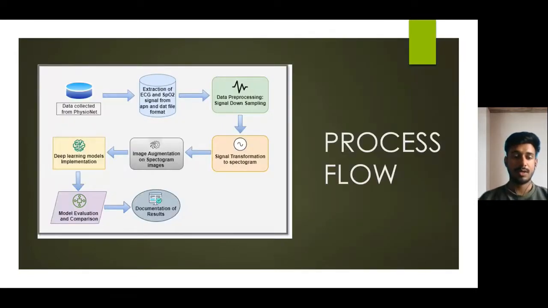Moving on to the process flow, first the data is collected from the Physionet website, and then extraction of the ECG and SpO2 signals is done from the apn and dat files, and then data processing is done. In that, signal downsampling was done. Moving on to signal transformation, where the signal is divided into 1-minute segments and converted into spectrograms, and then the spectrograms were converted into eigen values, and image augmentation was done for one of the models, and then deep learning models were applied on the data, and then model evaluation and comparison, and then documentation.